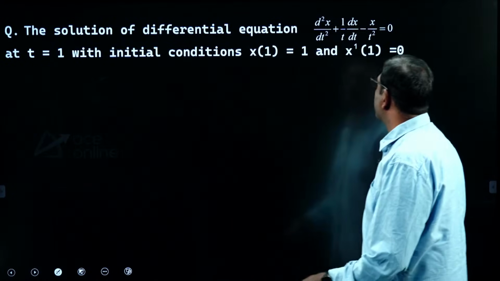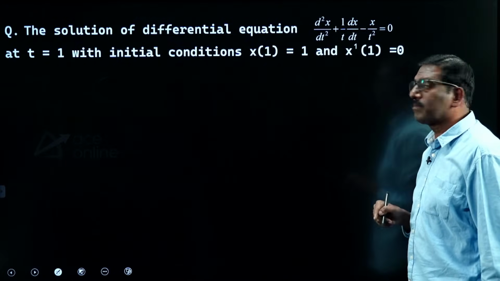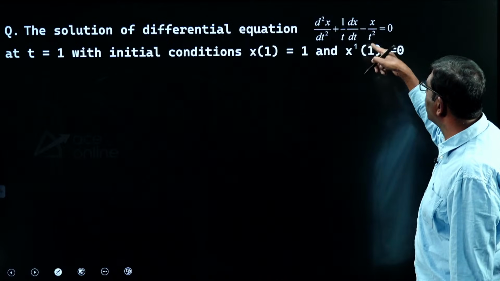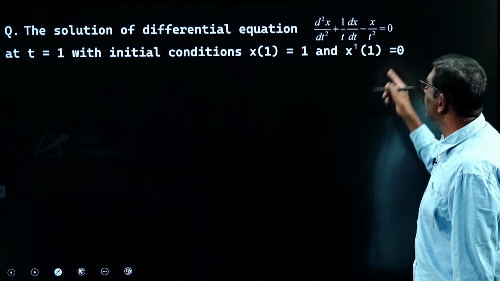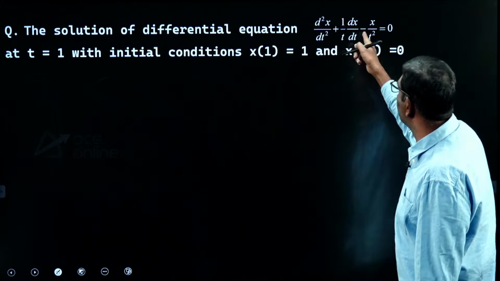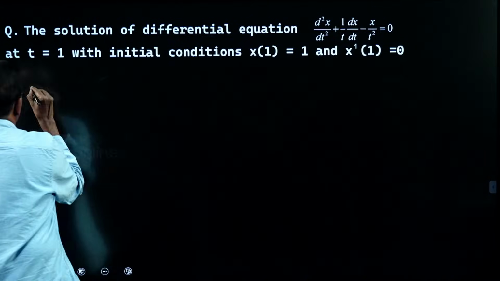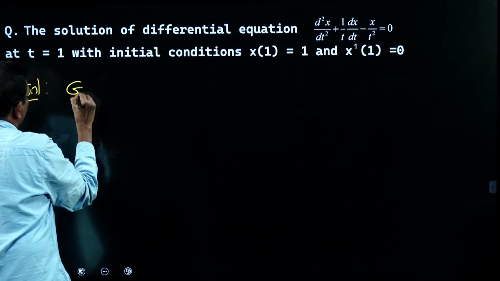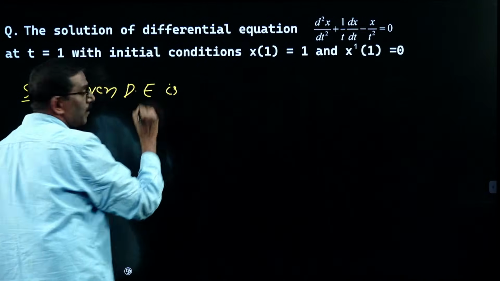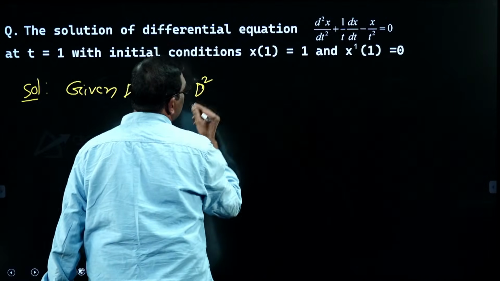The solution of the differential equation, say this. The dependent variable is x, the independent variable is t. So, d square x by dt square plus 1 by t into dx by dt minus x by t square is equal to 0, given. Observe carefully, if you simplify it, what is the solution? The given differential equation, if you write in capital D form, is just D square.